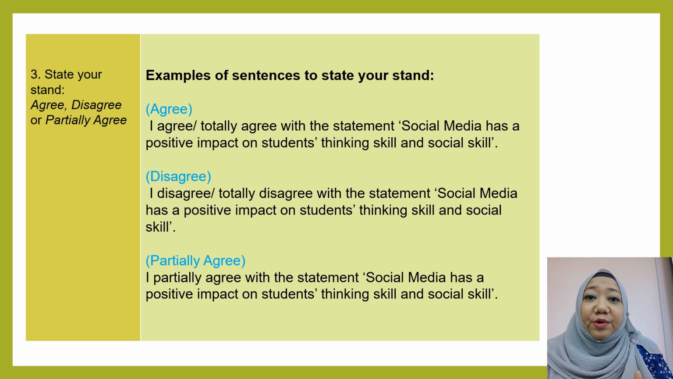Firstly, let's say if you agree, you can write like this: I agree or totally agree with the statement social media has a positive impact on students' thinking skill and social skill. Or if you disagree, you can write like this: I disagree or I totally disagree with the statement social media has a positive impact on students' thinking skill and social skill. Or you can partially agree and you can write like this: I partially agree with the statement social media has a positive impact on students' thinking skill and social skill.